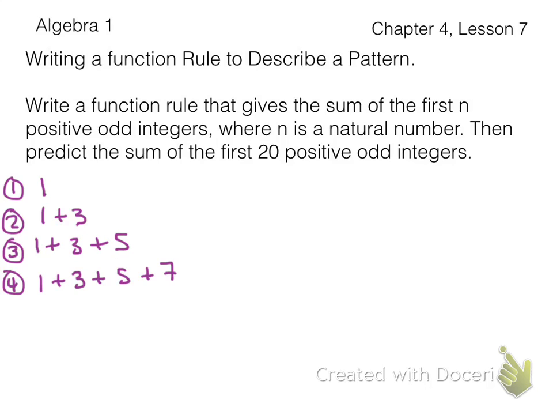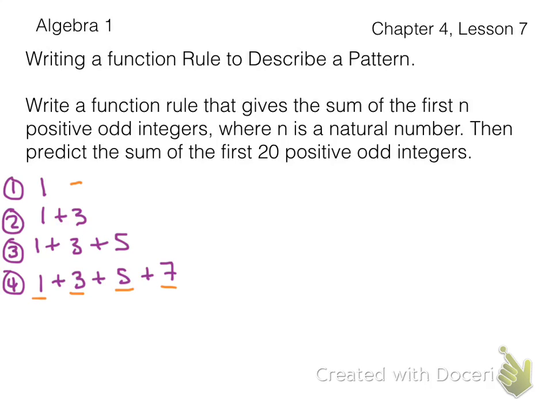Well, the first odd number that we have, that is a natural number, meaning that it's positive, is 1, right? 1. And then we also have 1 plus 3, which would be the first two positive odd integers, and then 1 plus 3 plus 5, and then 1 plus 3 plus 5 plus 7 is up to 4 positive odd integers. But is there a way that we can look at this?